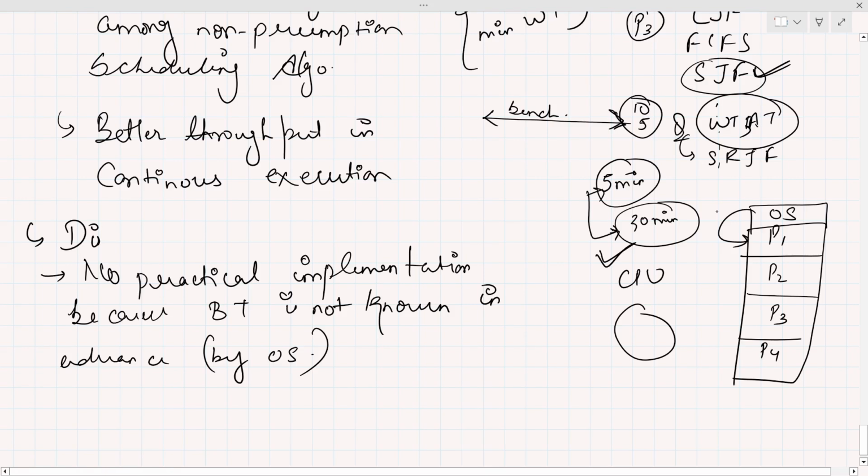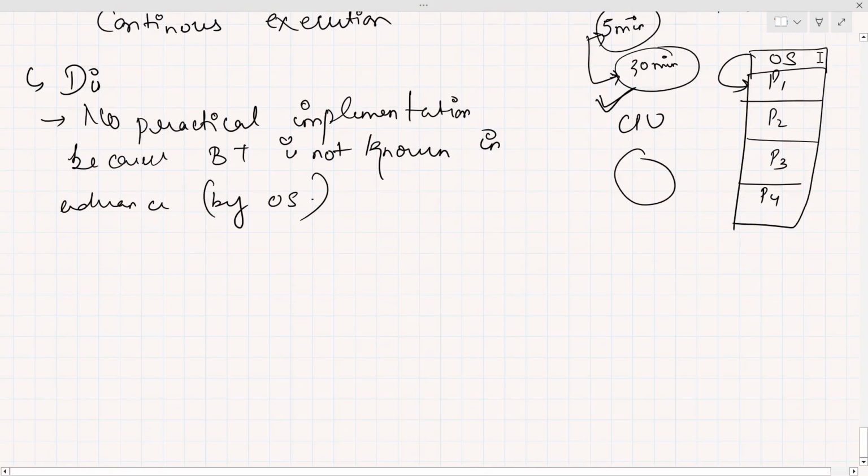So that's why, if the operating system doesn't know about the burst time, then how can this be implemented on a system? No, this cannot be implemented. So this is the disadvantage of SJF. I hope you understand the disadvantage. Okay, this is a very important disadvantage, you need to remember this.